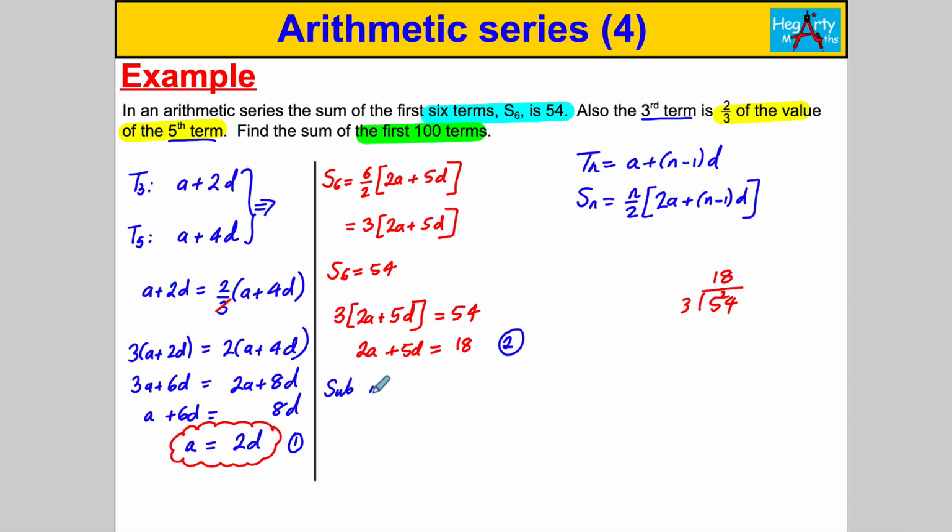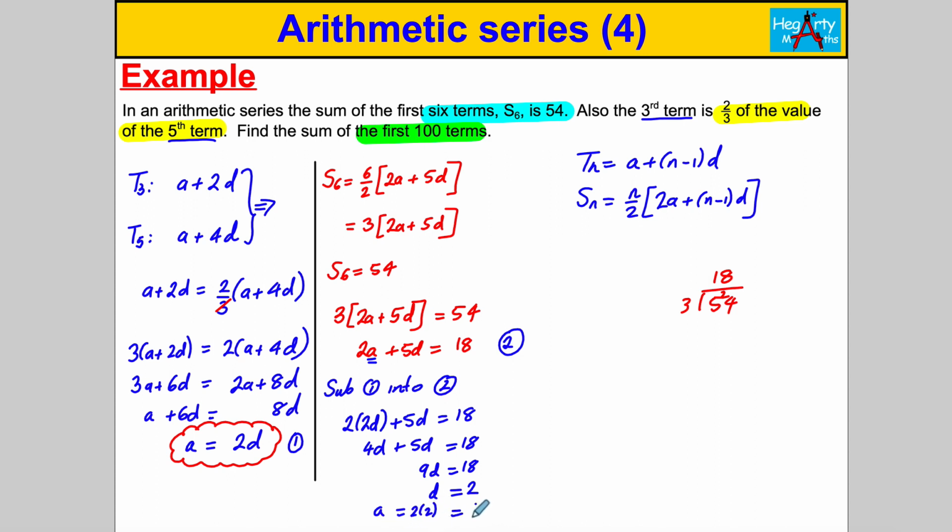So let's substitute 1 into 2. Wherever we see a, replace it with 2d. So I've got 2 brackets 2d, add 5d is equal to 18. That's 4d, add 5d is equal to 18. That would give me 9d is equal to 18. And dividing both sides by 9, d is 2. Because I know d is 2, then a is 2 times 2. A is therefore 2 times 2, which is 4. So what have I got here?